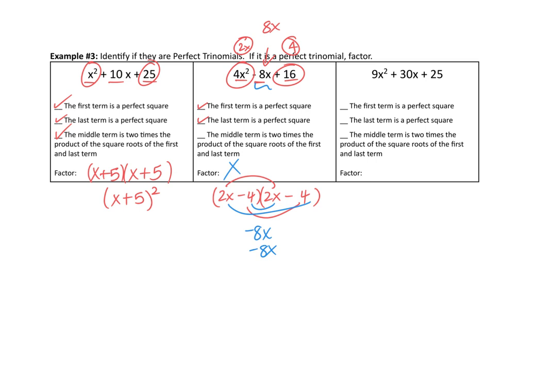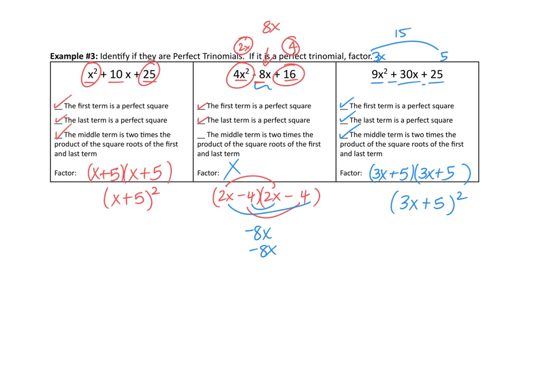Okay, let's check the next one. 9x squared and 25. Those are both perfect squares. The square root of that is 5. The square root of that is 3x. Multiply, I get 15. Double, I get 30. So I can use my little shortcut to factor it. I get 3x and 3x, 5 and 5. It's all pluses, so it's going to be plus. So 3x plus 5 squared.